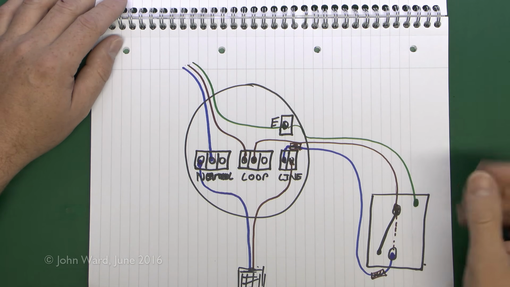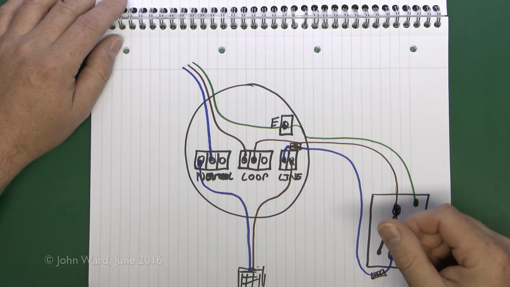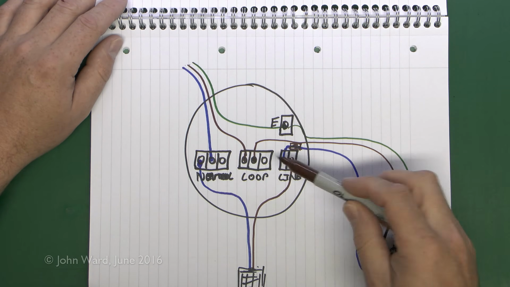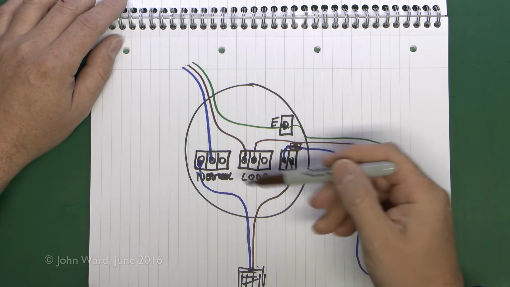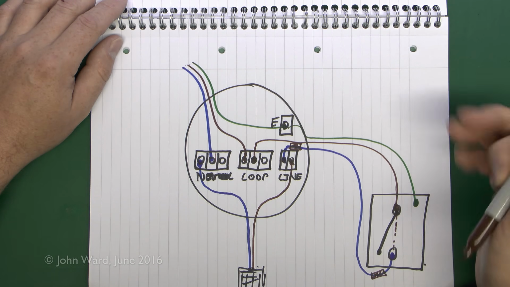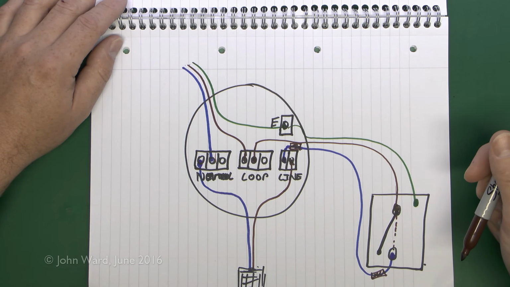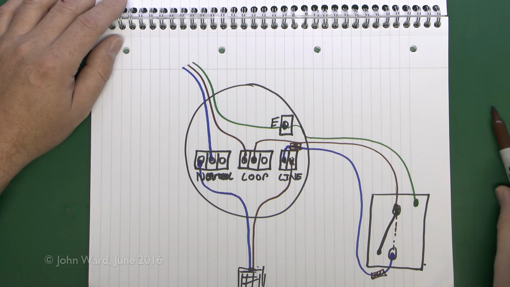Now, of course, this is all very well if you only want one light in your house, but the reality is that people have more than one. And for this, we need to continue the power from here to go to another fitting just like this in the next room. And then we can continue on to another and so on until we've put lights in all the rooms of the house. And for this, we need a third cable.